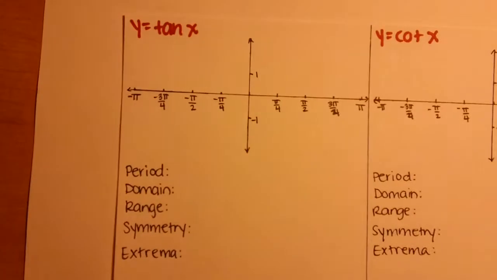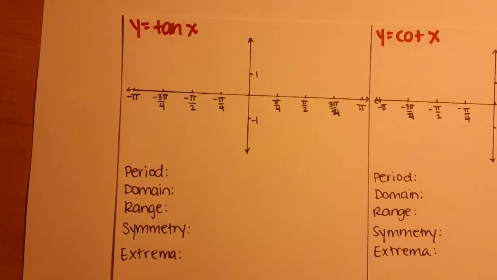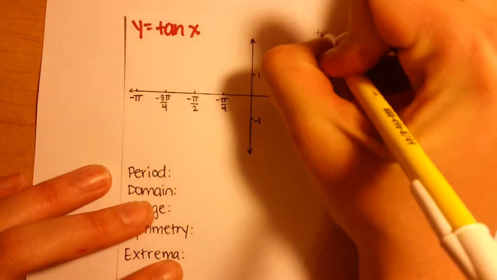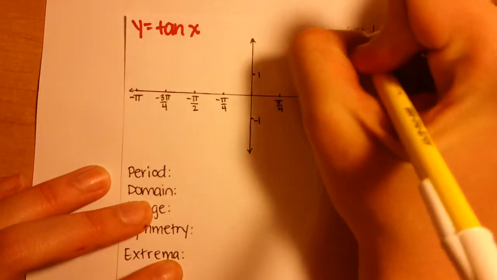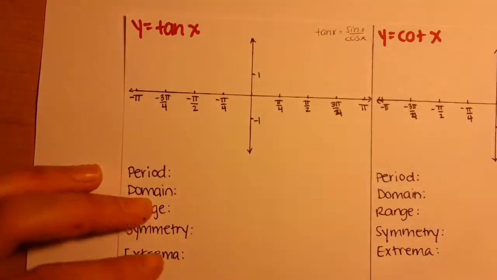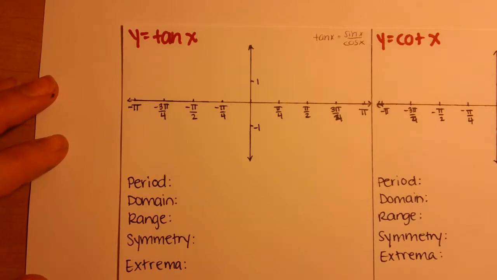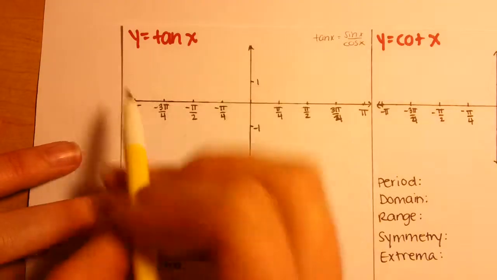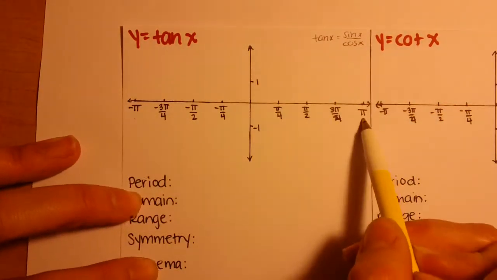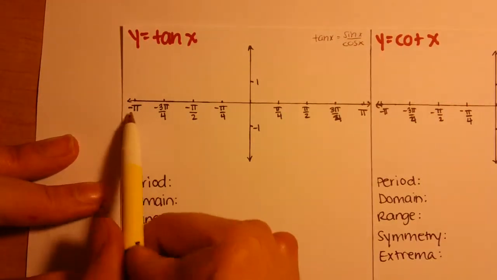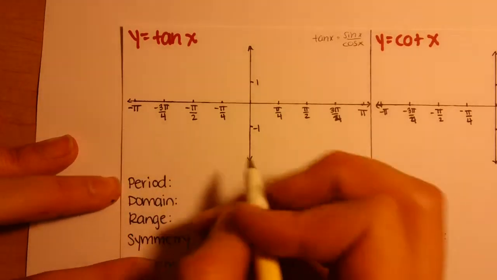Now let's look at tangent and cotangent. So we know that tangent is sine over cosine. Just a reminder, tangent is sine over cosine. So it might help to have your unit circle handy for this one. So we're going to scale our axes from negative pi to pi, because from the last unit we said that the period of tangent was pi.